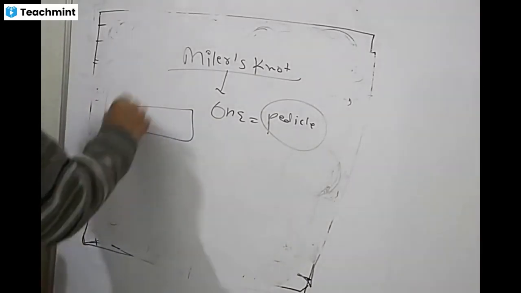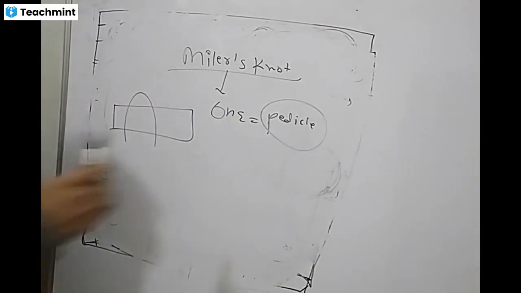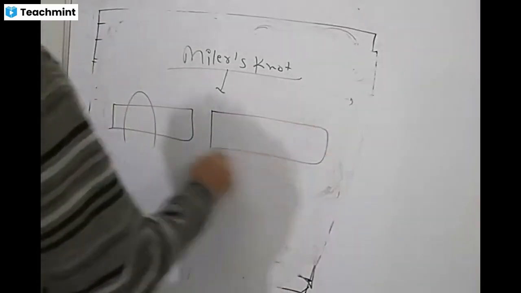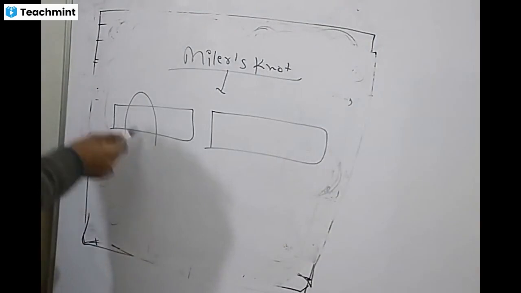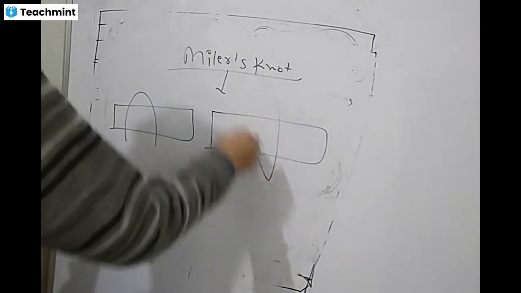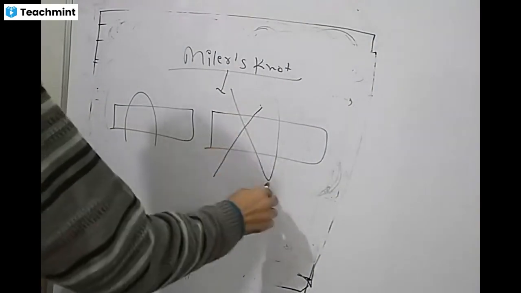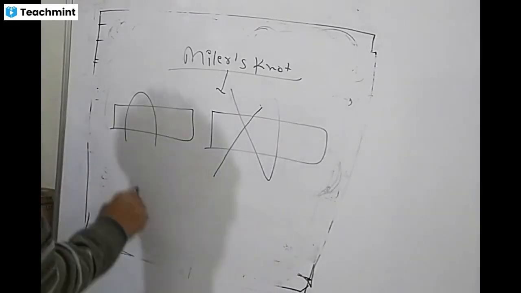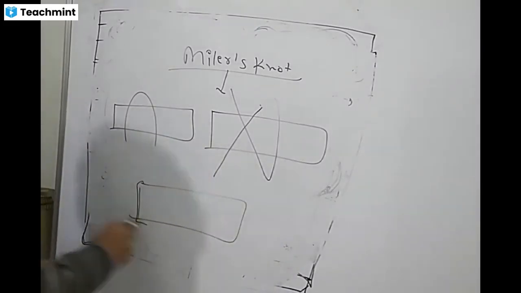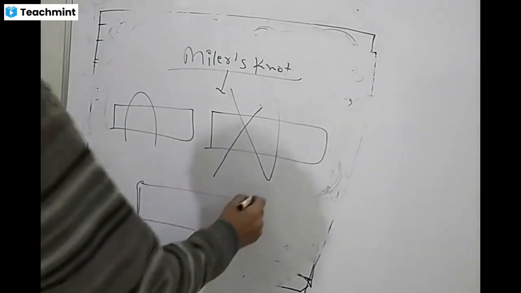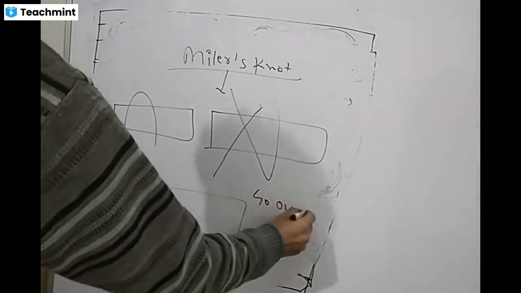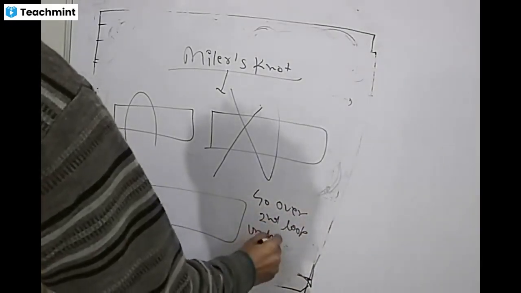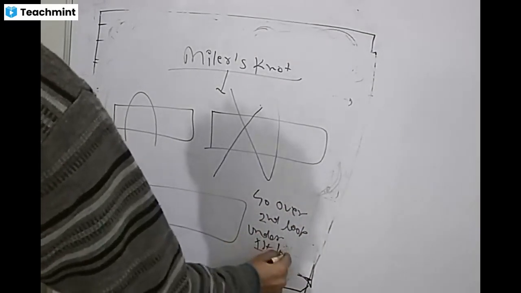First, we take one round like this. Second, after taking this, we form a cross like this. After forming a cross, we go over the second loop, but under the first loop.